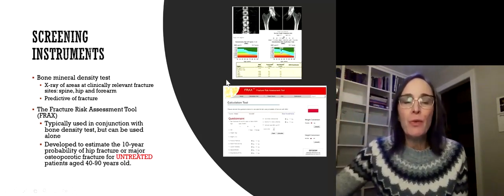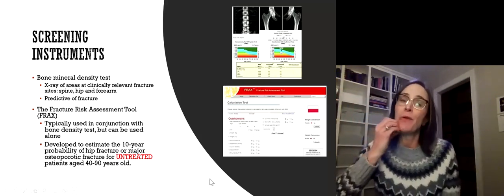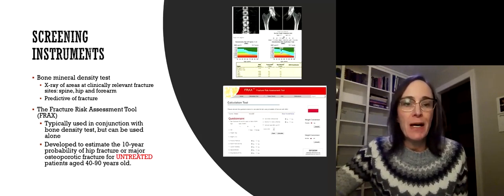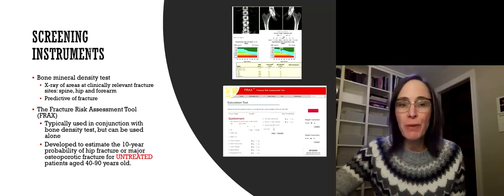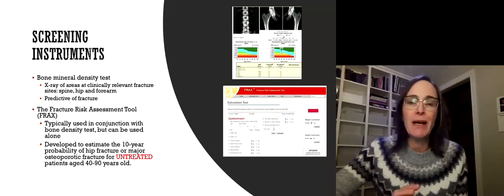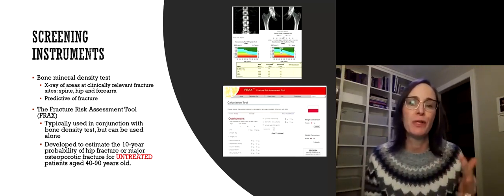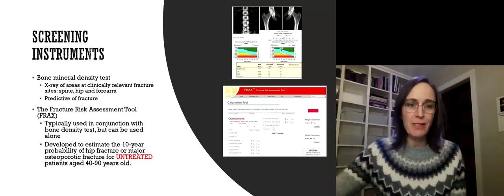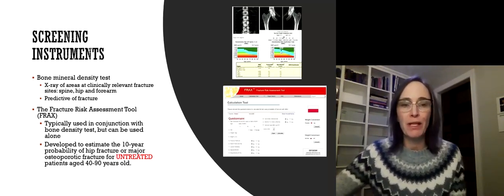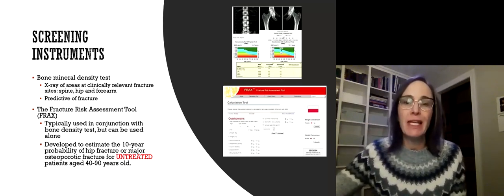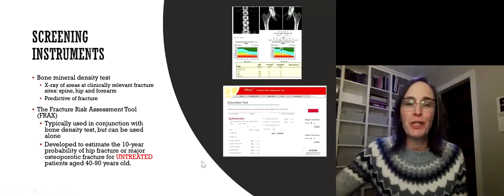The other way that you can screen for bone loss is through a FRAX risk assessment tool. This is something that was developed that's typically used in conjunction with the bone density test, but in somebody where you might not have a bone density test available, or for whatever reason they can't get one, and you still want to assess fracture risk, you can do it through this tool, and we'll talk about that more in depth. FRAX was essentially developed to estimate the 10-year probability of a hip fracture or a major osteoporotic fracture for untreated patients, age 40 to 90 years old. So again, the key is we only use FRAX for untreated patients.